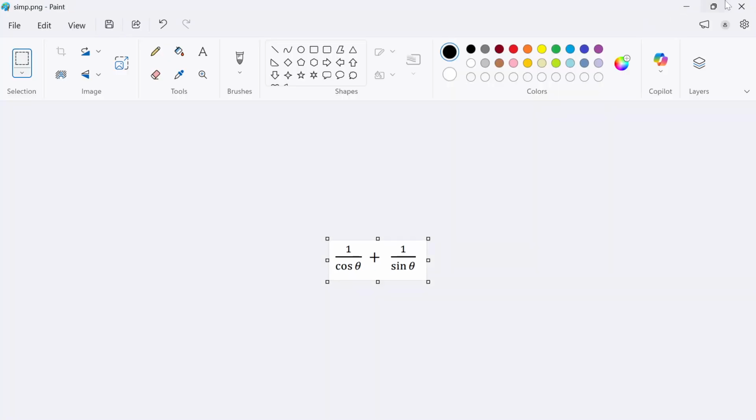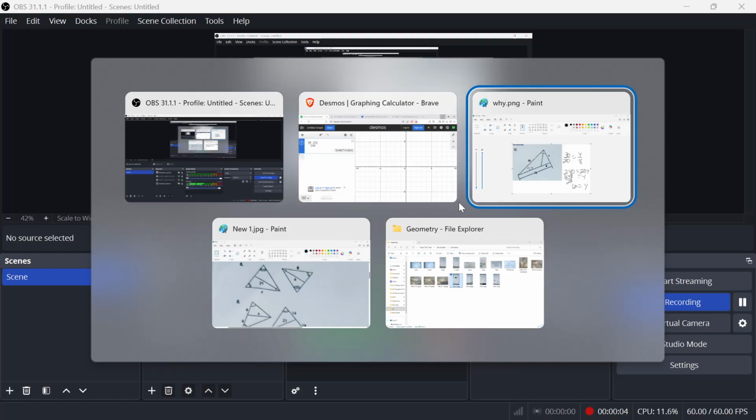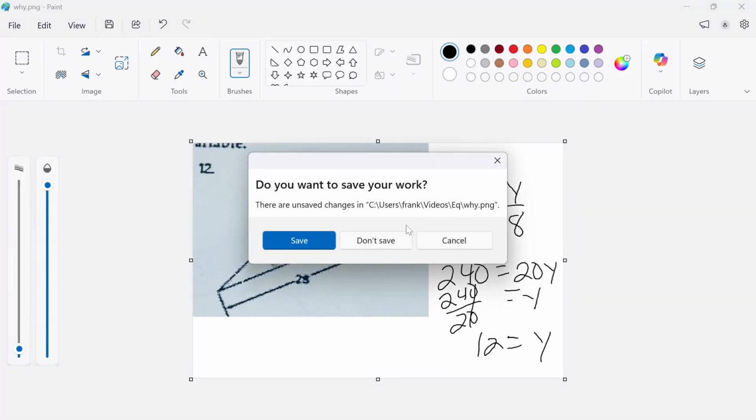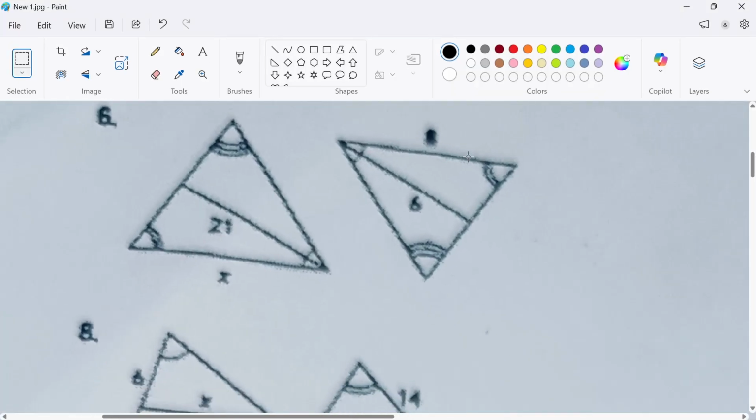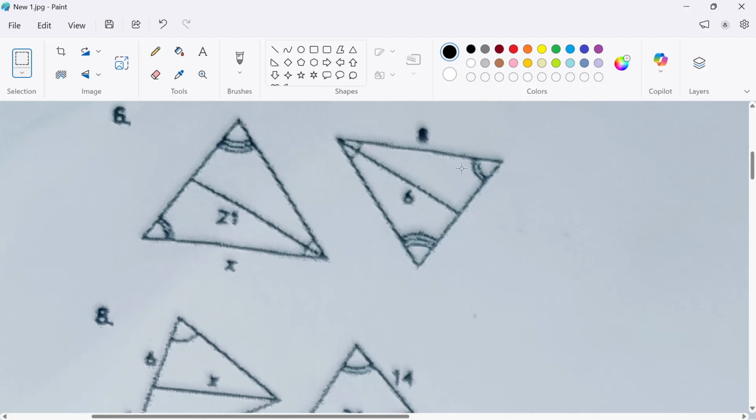This is a geometry worksheet. It's not trigonometry. I got all kinds of things open here, sorry. It's a geometry worksheet on all kinds of similar triangles.